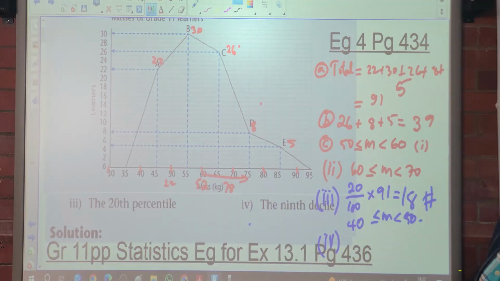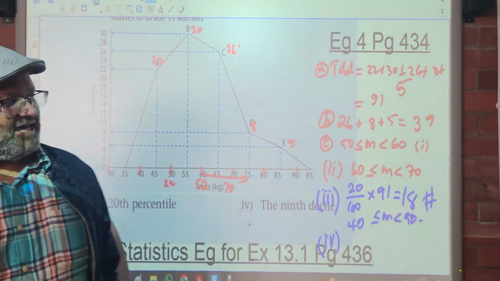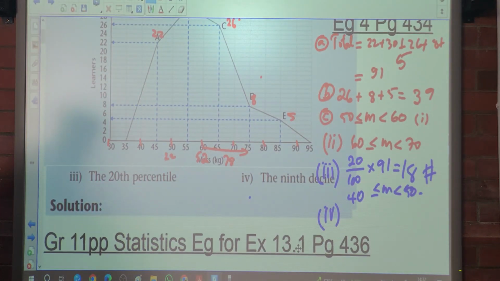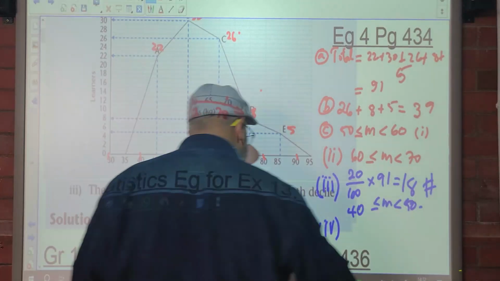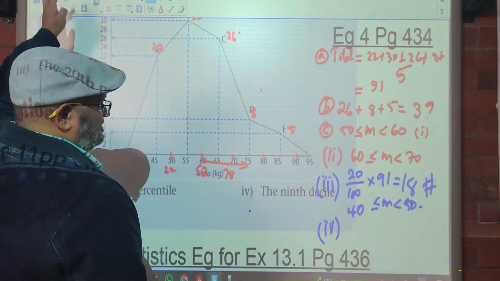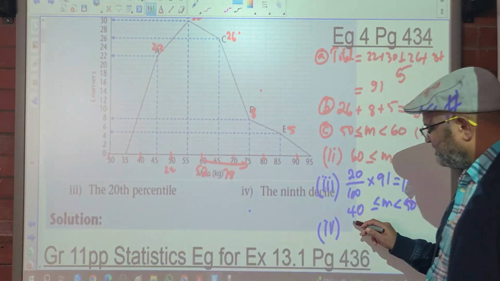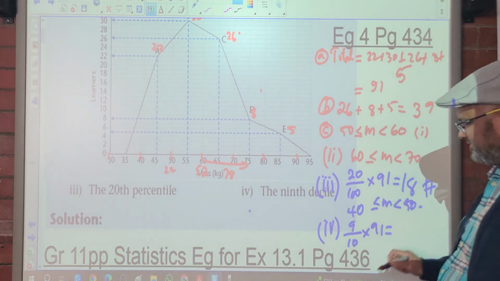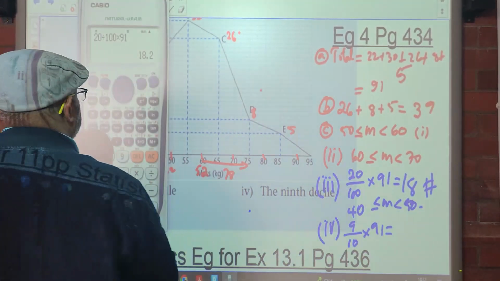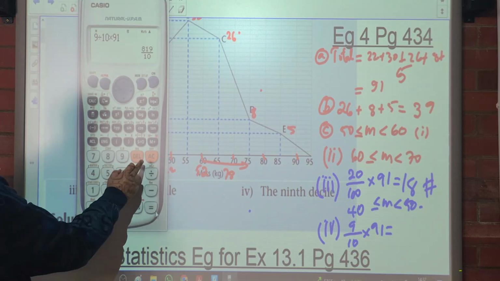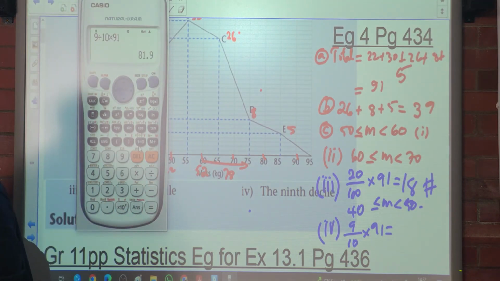Number 4, the 9th decile. So the 9th decile is a representation of 10. So that will simply be 9 over 10 times 91. It's 81.9, I think. 9 over 10 times 91. Okay, so it's 82 basically.